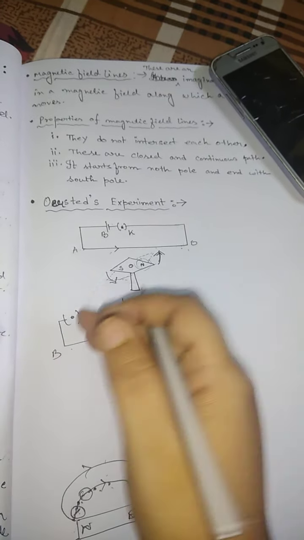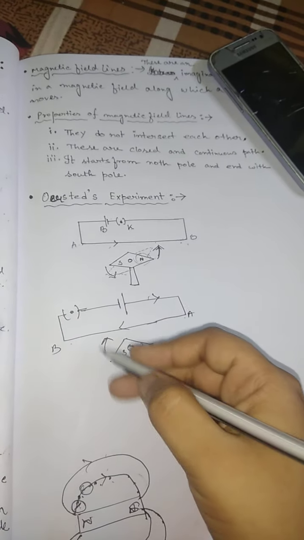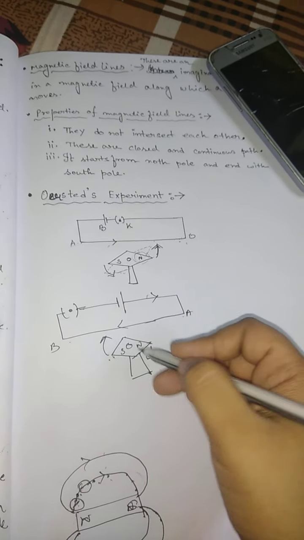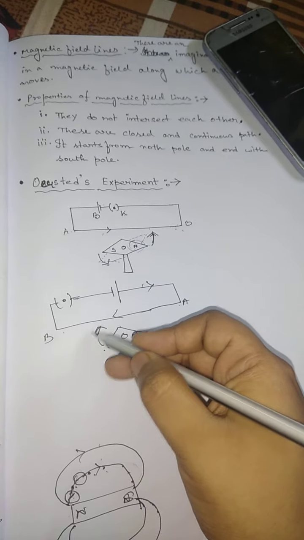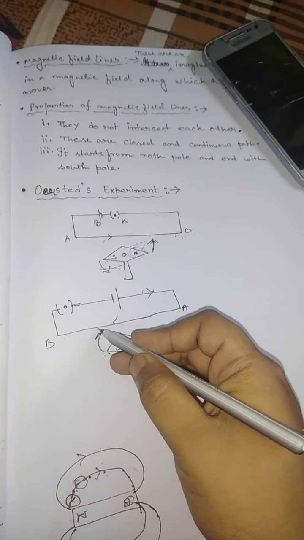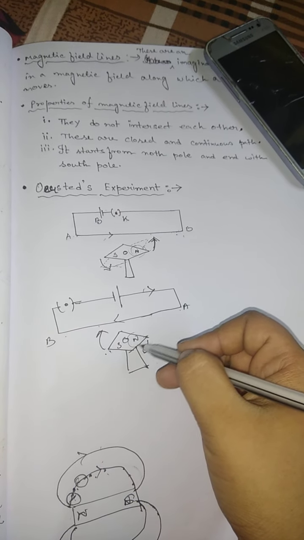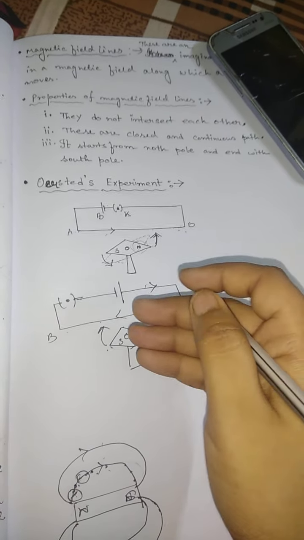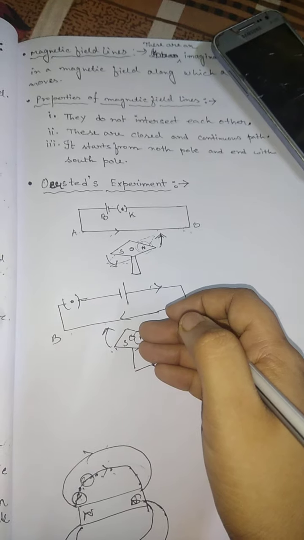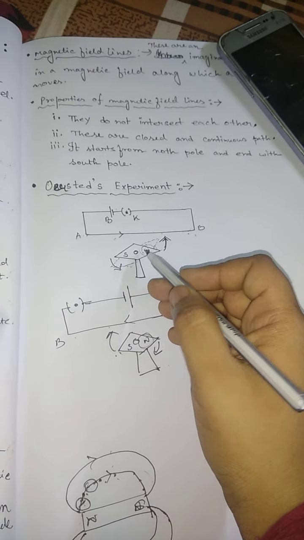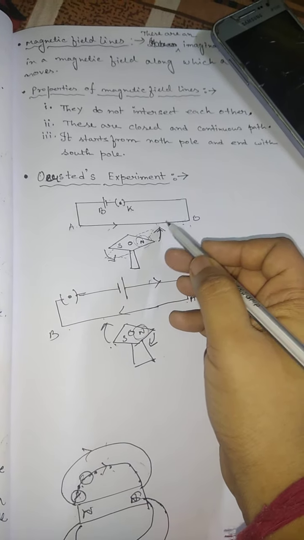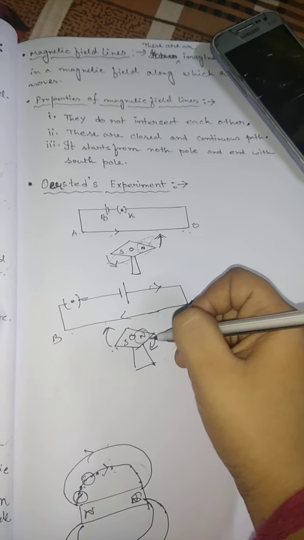When the direction of the electric current changes, the deflection of the magnetic needle also changes. In this case, the south pole is deflected towards the wire and the north pole far away from the wire. We always consider the deflection with respect to the north pole. So in the first case the north pole is towards the wire, and in this case the north pole is far away from the wire.